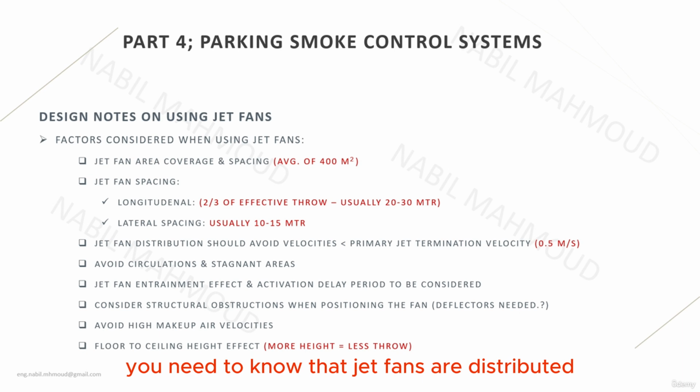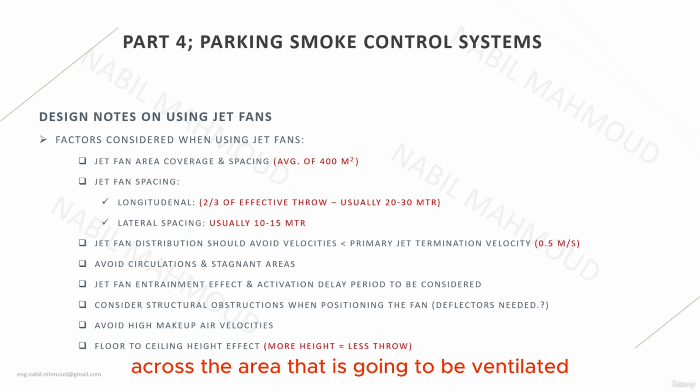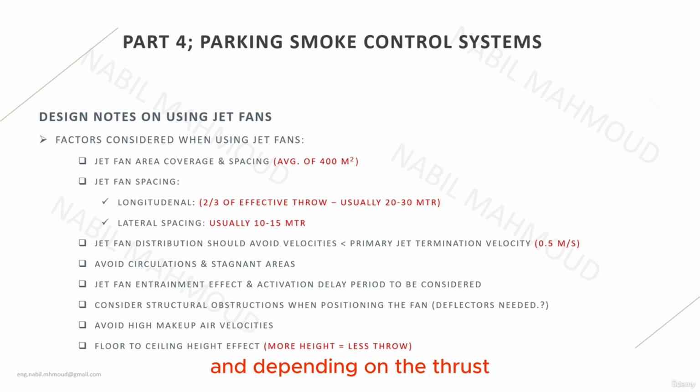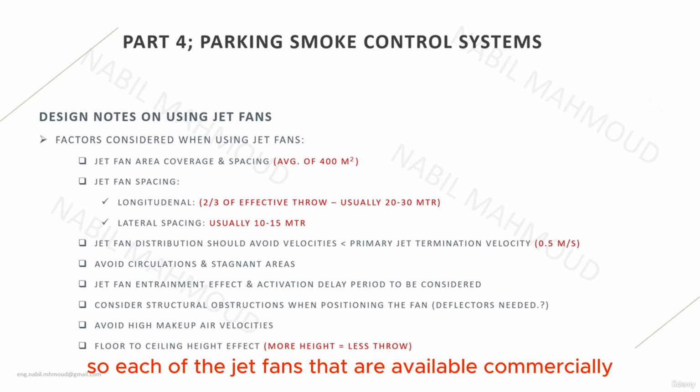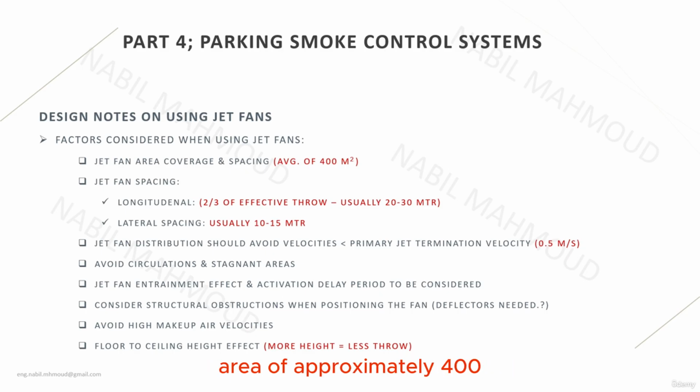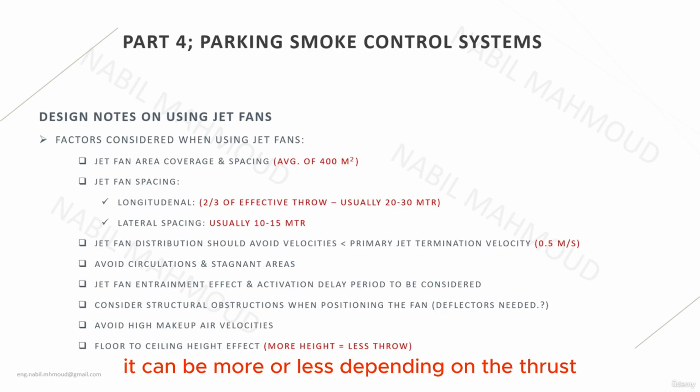You need to know that jet fans are distributed across the area that is going to be ventilated depending on the area of coverage, the spacing between the fans, and the thrust. Each of the commercially available jet fans, I'm not talking about special applications, usually covers an average area of approximately 400 square meters. It can be more or less depending on the thrust.